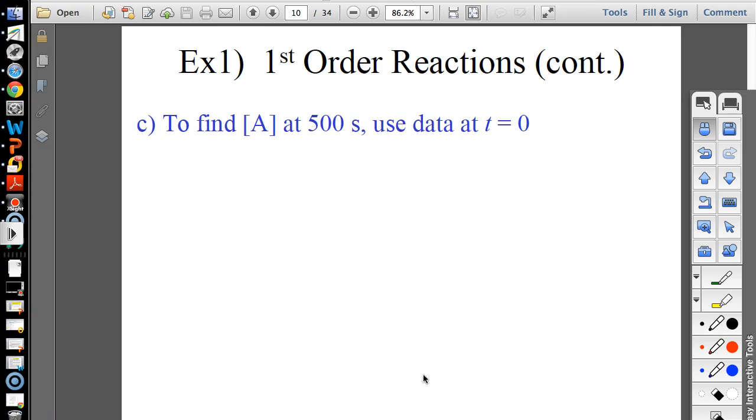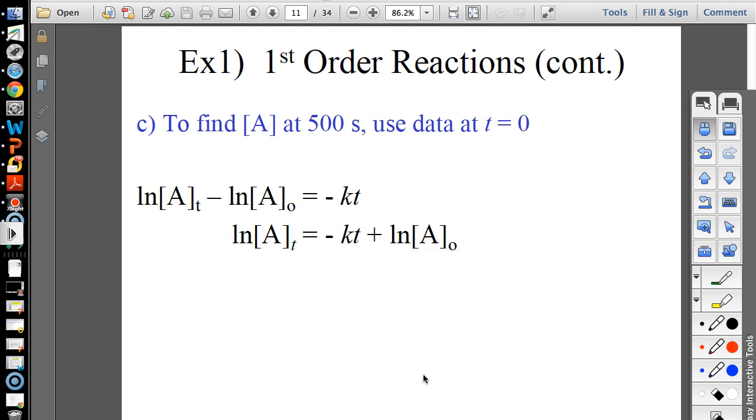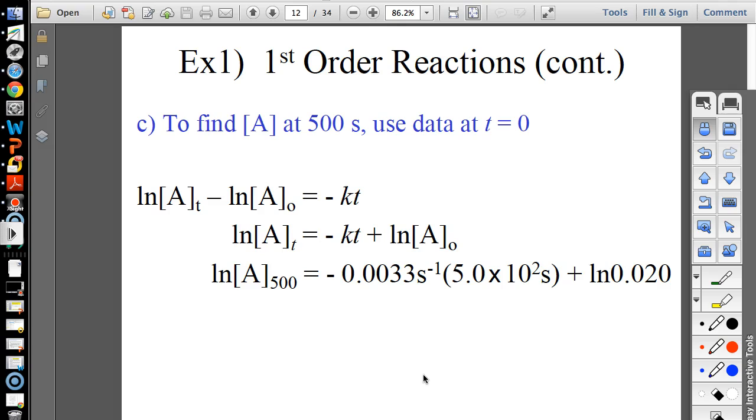So, to find the concentration of A at 500 seconds, you're still going to use the data at time equals 0. And so, all that stuff is the same. But what you don't know is your natural log of the concentration at 500 seconds. We don't know that. So same kind of stuff though.